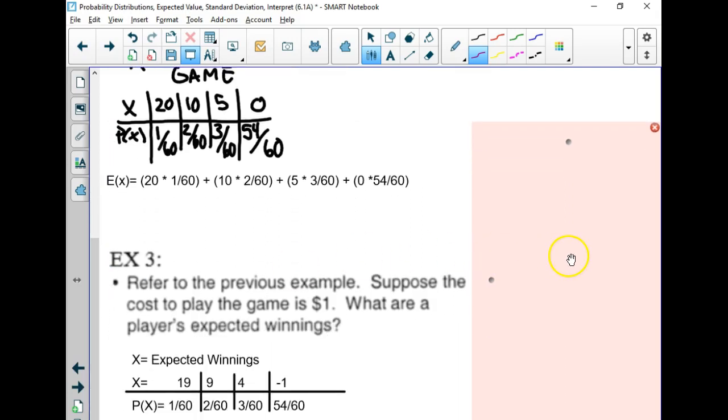Example 3 changes just a little bit. It talks about the expected winnings instead. So now if you have to pay $1 and you win $20, you truly haven't won $20. Because you paid $1, you only won $19. Then you won $9, $4, and -$1. So it talks about the change of this. And we're going to talk more about this kind of stuff on Wednesday. But again, here's just another opportunity for you to practice on your own.